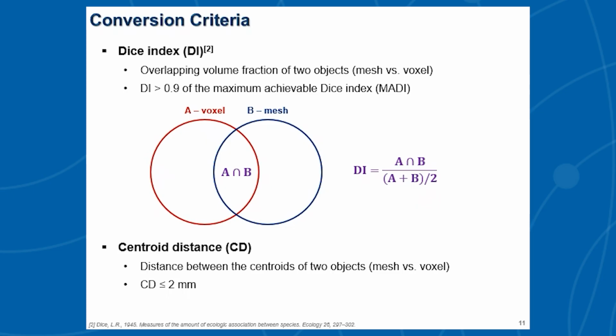During the conversion process, we continuously monitored two geometric similarity metrics to validate the quality of the conversion. The first was the dice index, which represents the overlapping volume fraction between two objects, and we kept this value above 0.9 between the pediatric voxel and mesh phantoms. The second was the centroid distance, which measures the distance between the centroids, and we kept this value within 2 millimeters.